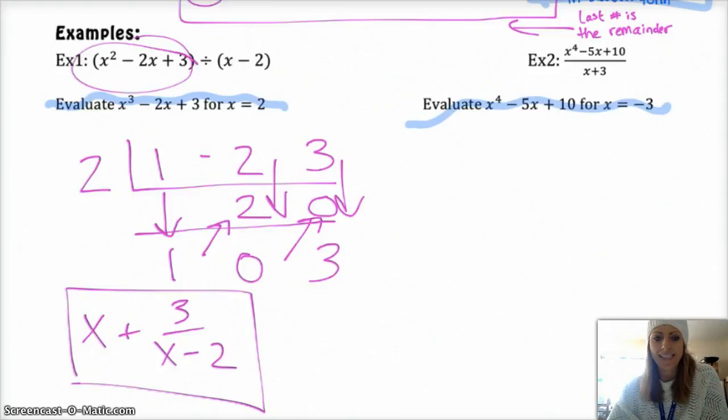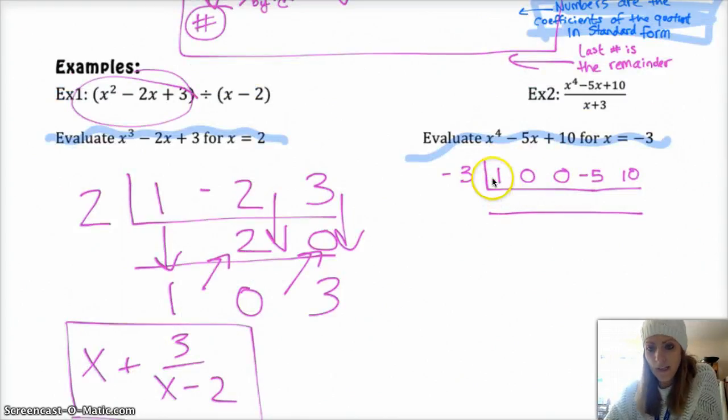Go ahead, try it. Okay, so here's the setup. Remember what I said about placeholders for the x to the third and x squared. So this is 1x to the fourth plus 0x cubed plus 0x squared minus 5x plus 10. Okay, so those are all my coefficients. And then c in this case is -3 because it's x plus 3, so x minus -3. So -3 is your c value. And then you just do the process. Add down, multiply, add down, multiply, add down, multiply. Okay, so I will do that and go ahead, check your answer.